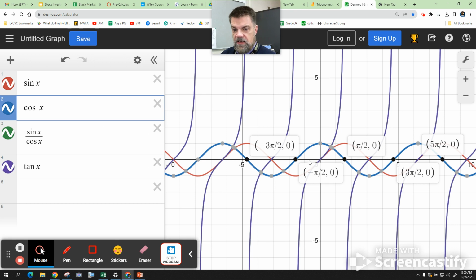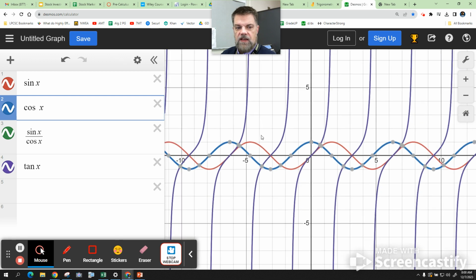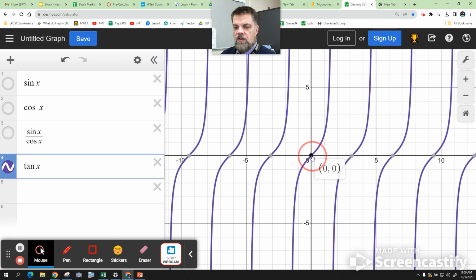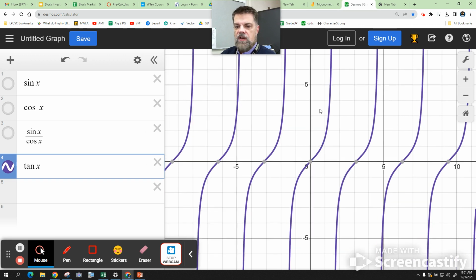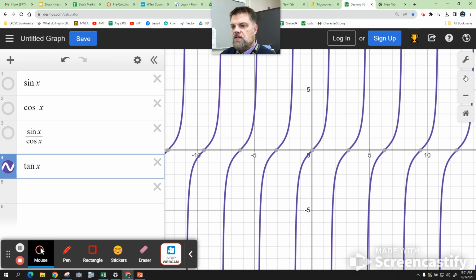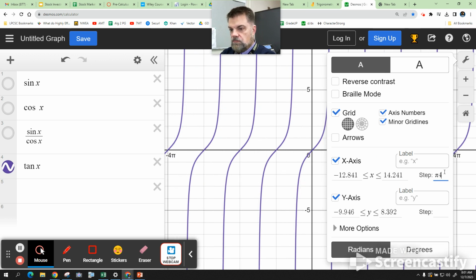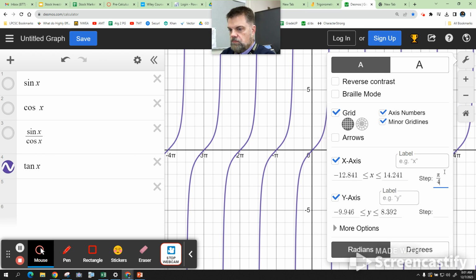And then the period, let me clear out a little bit. I'm going to turn this off and we'll just focus on tangent for now. Now the period goes from 0 to pi. So it has a period of pi normally. But all the transformations that we've done before have been the same, okay? So let me zoom in. We'll make our step pi over 4 in the x direction, so we can kind of see what we're working with.